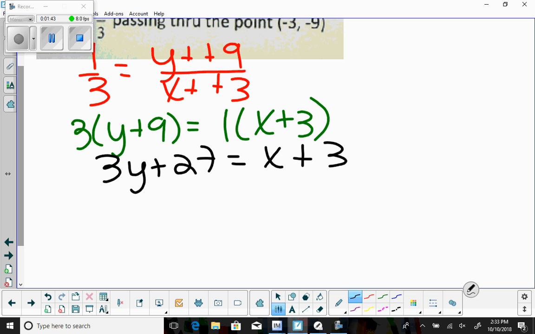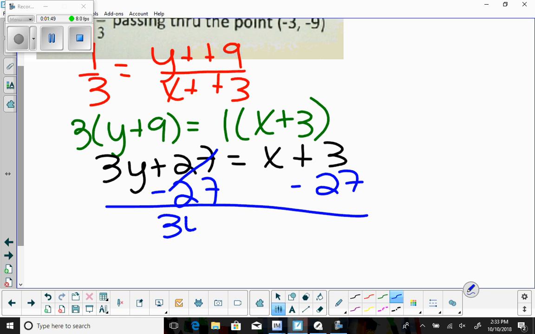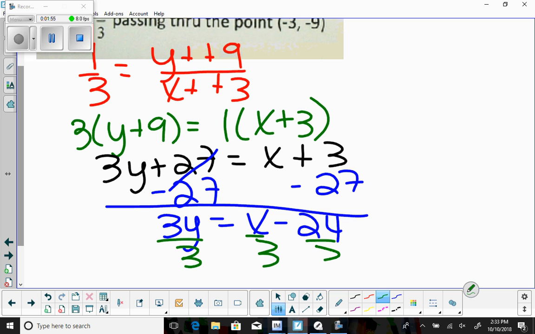It's going to give me 3y plus 27 and 1x plus 3. Getting y all by itself, our next step would be to move the 27 and then divide by 3. So y is going to equal 1/3. Remember, I do like for you to put 1/3 x instead of x over 3. Just looks better for the slope. And then 24 divided by 3 is going to be -8.